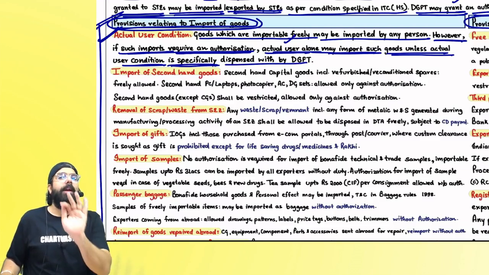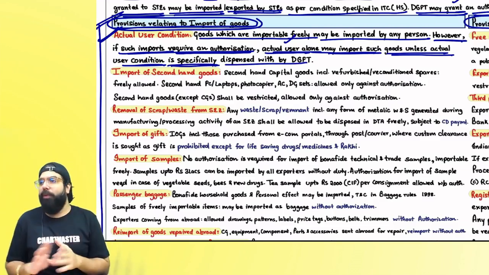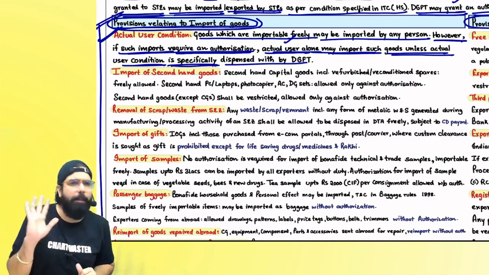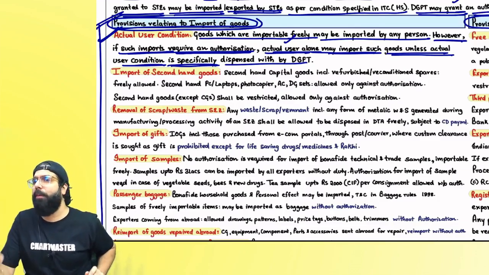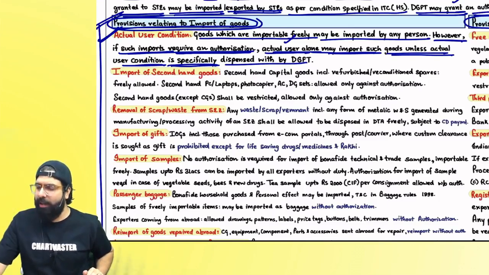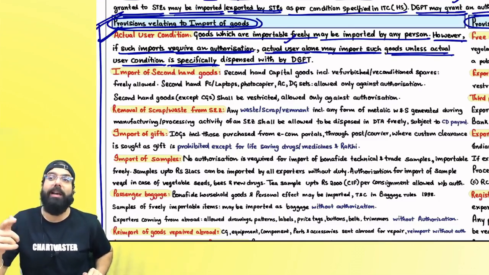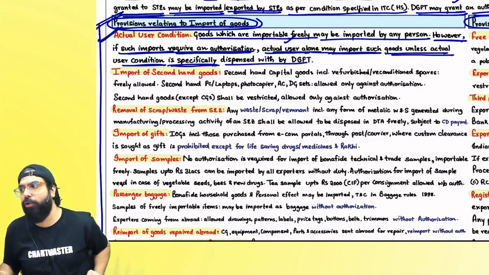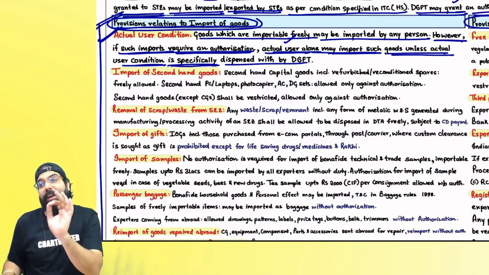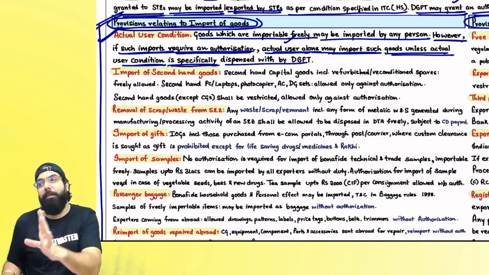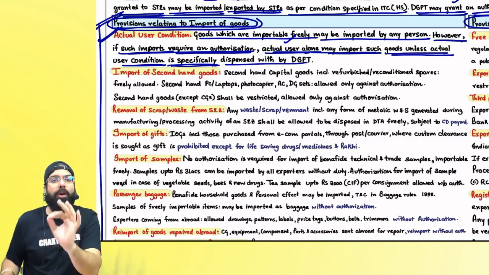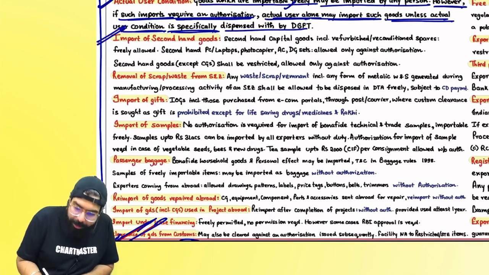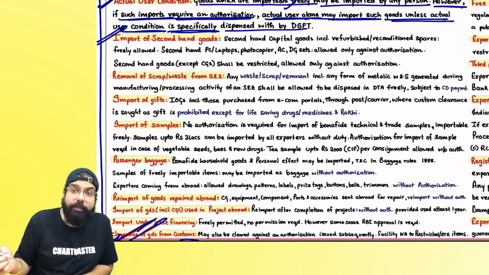Always remember one thing: if you have got an authorization, or have taken any permission, it is always subject to the actual user condition. He will give it to you, which means you only should use it, unless he specifically dispenses it, saying okay, you can go ahead and transfer it also. Otherwise it is always the actual user condition. If any permission or authorization is given to you, it is always the actual user condition.